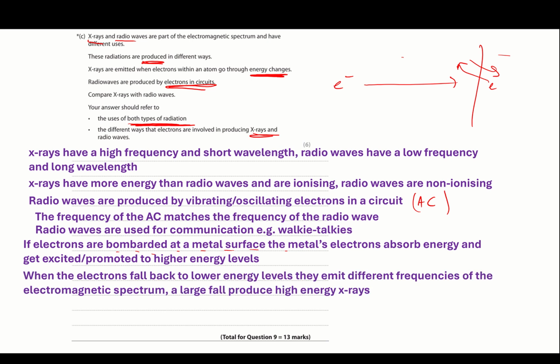The next part is when the electrons fall back, this is where we get our marks. They emit different frequencies of light. A large fall will produce high energy X-rays. A really large fall will produce gamma rays, which tend to come out of the nucleus. So on to the next part.